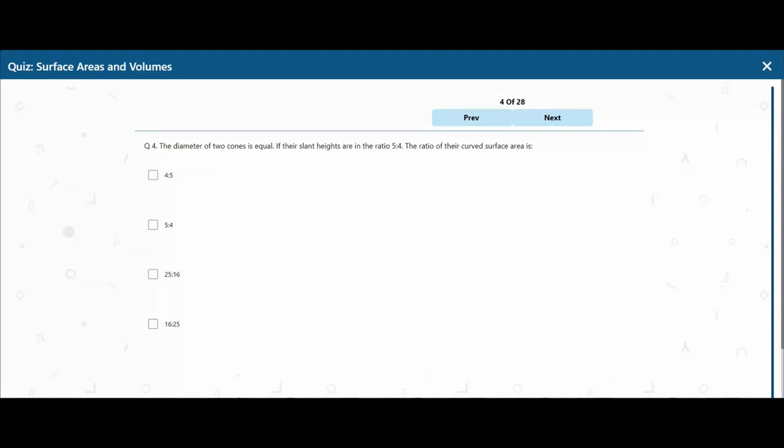R1 equal to R2. 5x and 4x. Curved surface area: pi R1 L1 by pi R2 L2. Pi will cancel. R1 by R2 is 5x by 4x. L1 by L2 is 5x by 4x. R1 and R2 are equal. So what is the ratio?